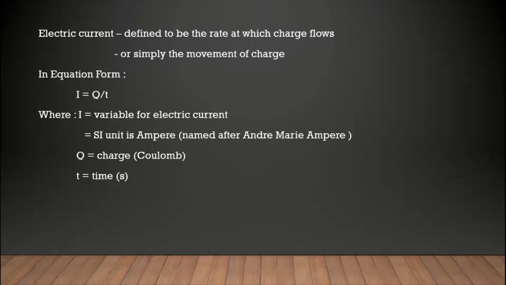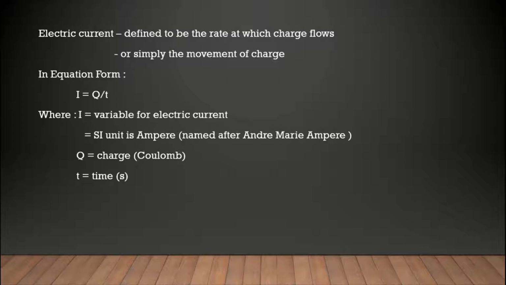Electric current is defined to be the rate at which charge flows, or simply the movement of charge. It is the flow of electrons or the negatively charged particles. When there is a flow of electrons in an electric field, that causes electric current.